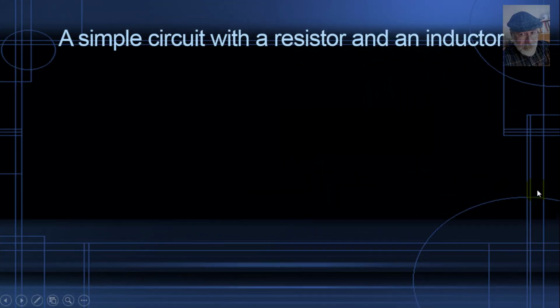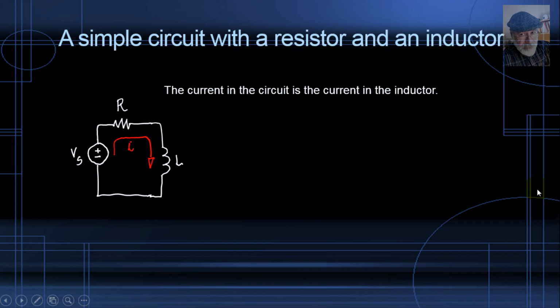Let's consider this very simple circuit with one resistor and one inductor. The current in that circuit happens to be the current in the inductor, IL. That current will produce a voltage drop in the resistor given by Ohm's law, Ri. The same current will also produce a voltage drop in the inductor with that polarity and with a value given by the behavior equation of the inductor, L di/dt.